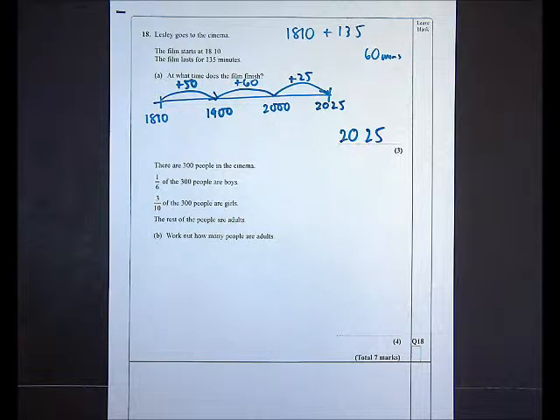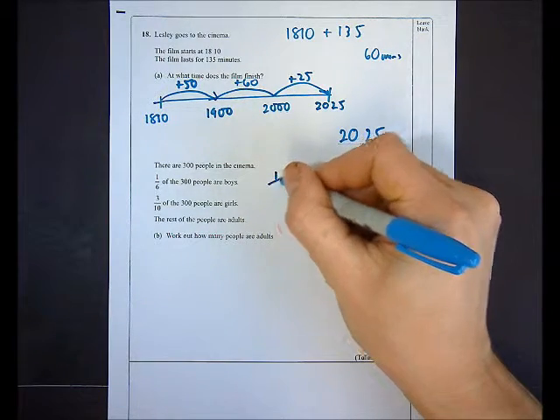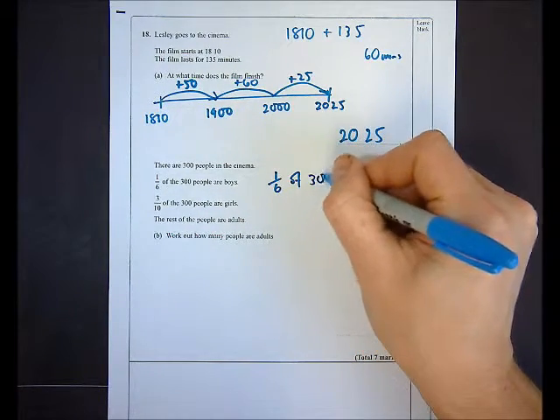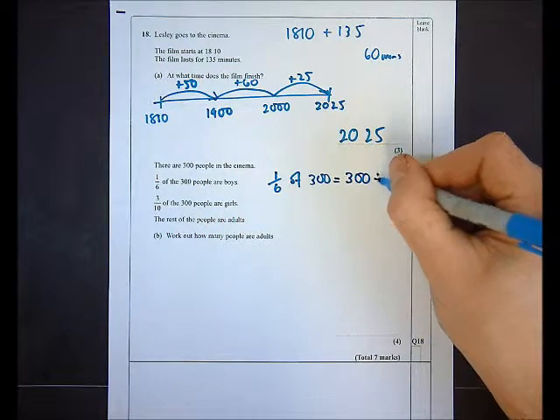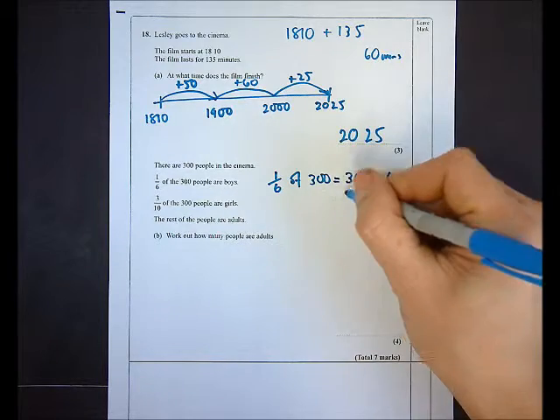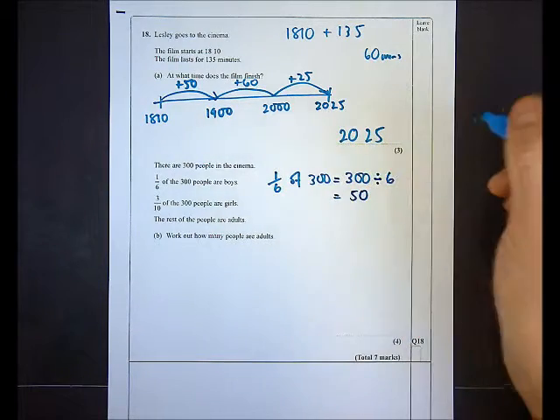In part B, I'm told that there are 300 people in the cinema and that 1/6 of them are boys. So I need to work out 1/6 of 300. So to find a sixth of something, I'm going to split it into 6 equal pieces. So I'm going to share it out between 6 people. So 300 divided by 6 is 50.